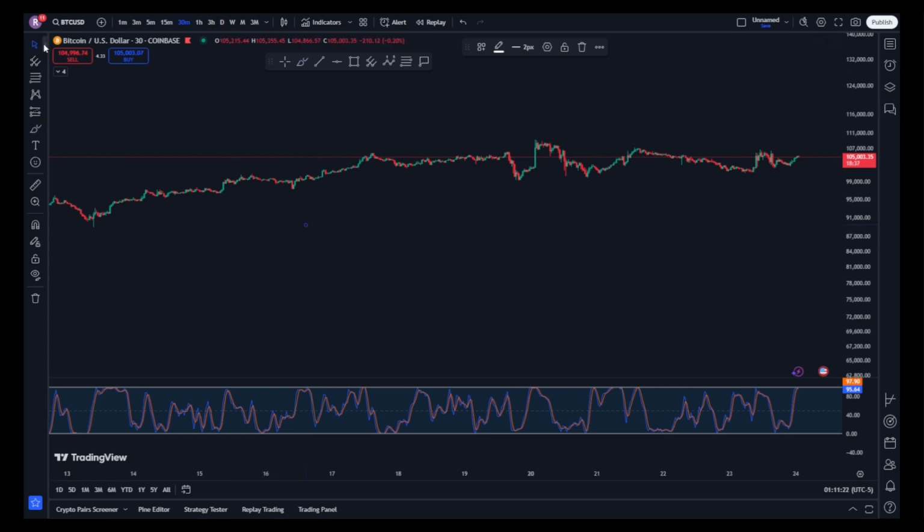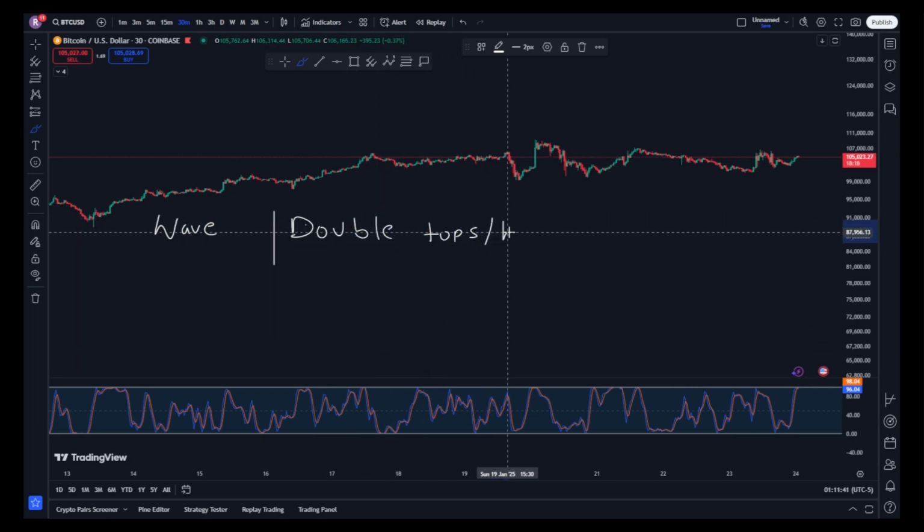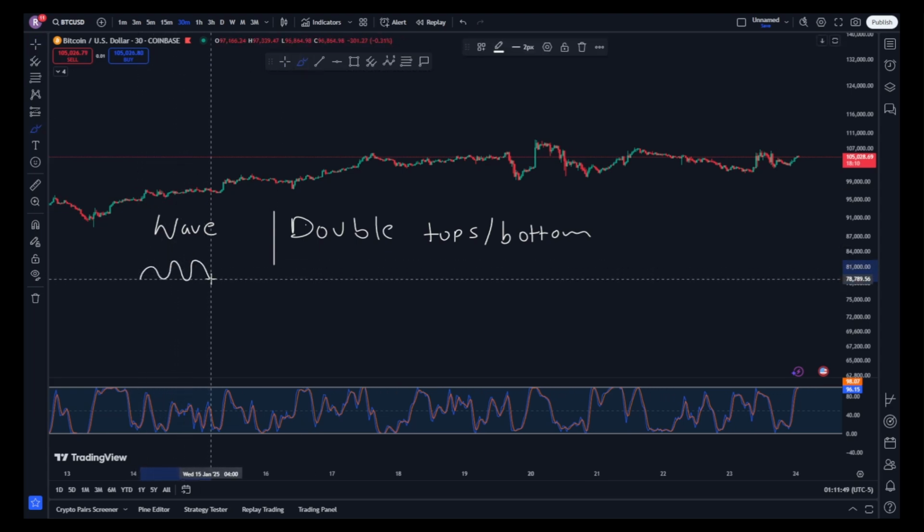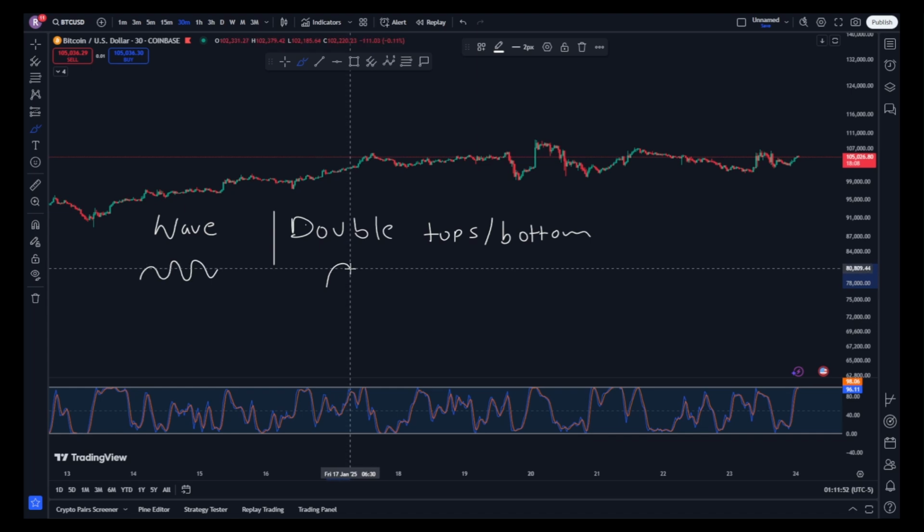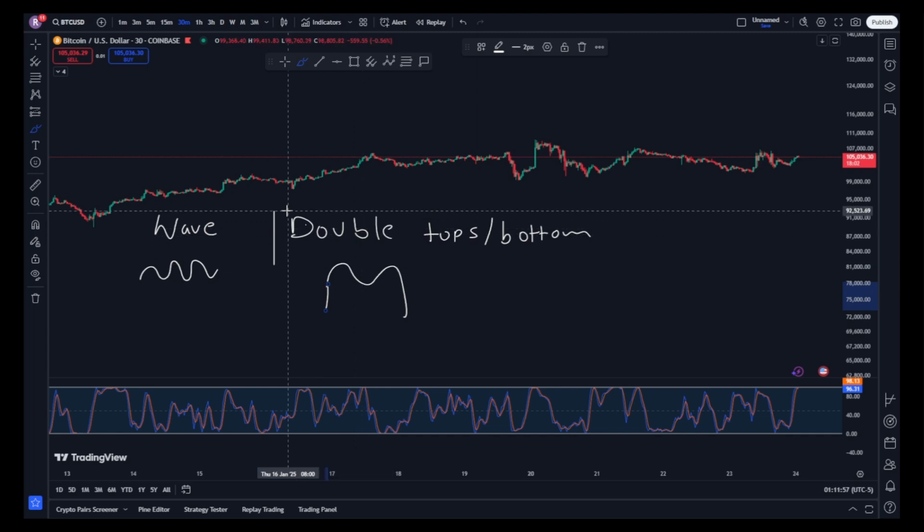Now let's talk about double tops and double bottoms. So there's two different things. There's the waves, and then there's the double tops and bottoms. This is an important distinction to make. A wave oftentimes happens kind of like this, but a double top will look more like that and fall through. And this could also be a triple top, honestly.